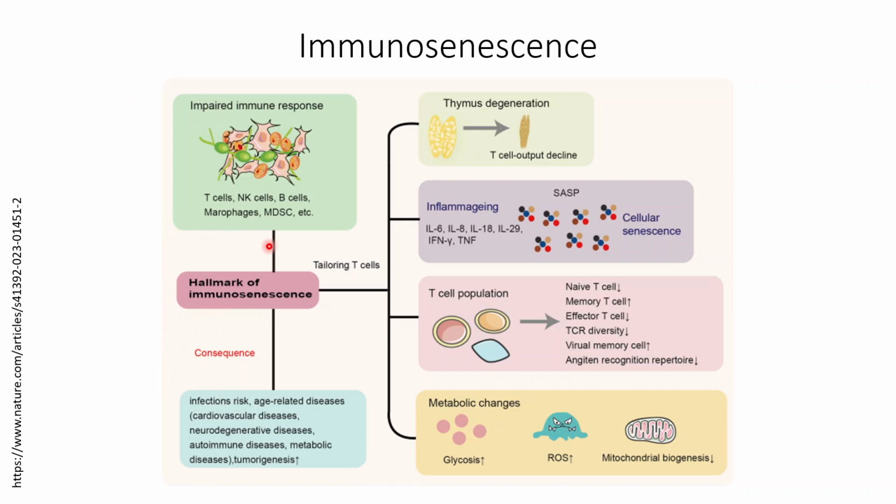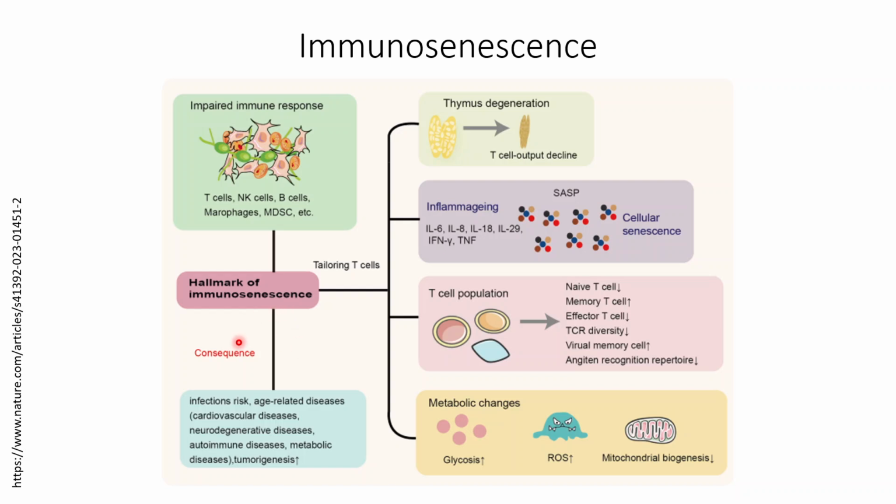So for instance, you can have impaired immune responses of your various different immune cells: T cells, NK cells, B cells, macrophages, myeloid derived suppressor cells, and so on. You can have not as effective an immune response to a threat as required, or you can have repressive effects on immune cell activation and proliferation, leading to an impaired immune response. So the body is not able to fight off pathogens as well while the person is aging.